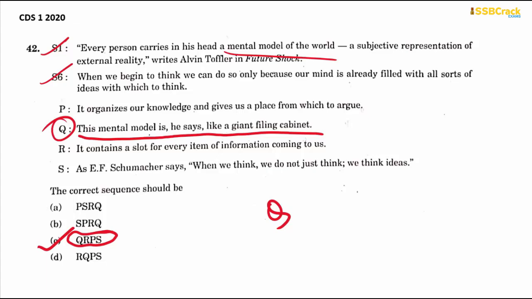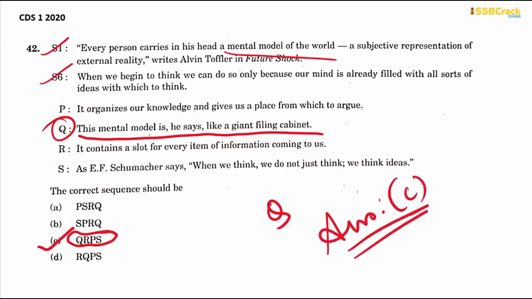So this mental model is, he says, like a giant filing cabinet. It contains a slot. It here means the mental model. The giant filing cabinet contains a slot for every item of information coming to us. It organizes our knowledge. Again, it is mentioning the same thing, the mental model, the giant filing cabinet. It organizes our knowledge and gives us a place for which to argue. As E.F. Schumacher says, when we think, we do not just think, we think ideas. And then you see the last sentence is all about when we begin to think. So the same word think is being repeated here too. So now you are sure your answer is option C.